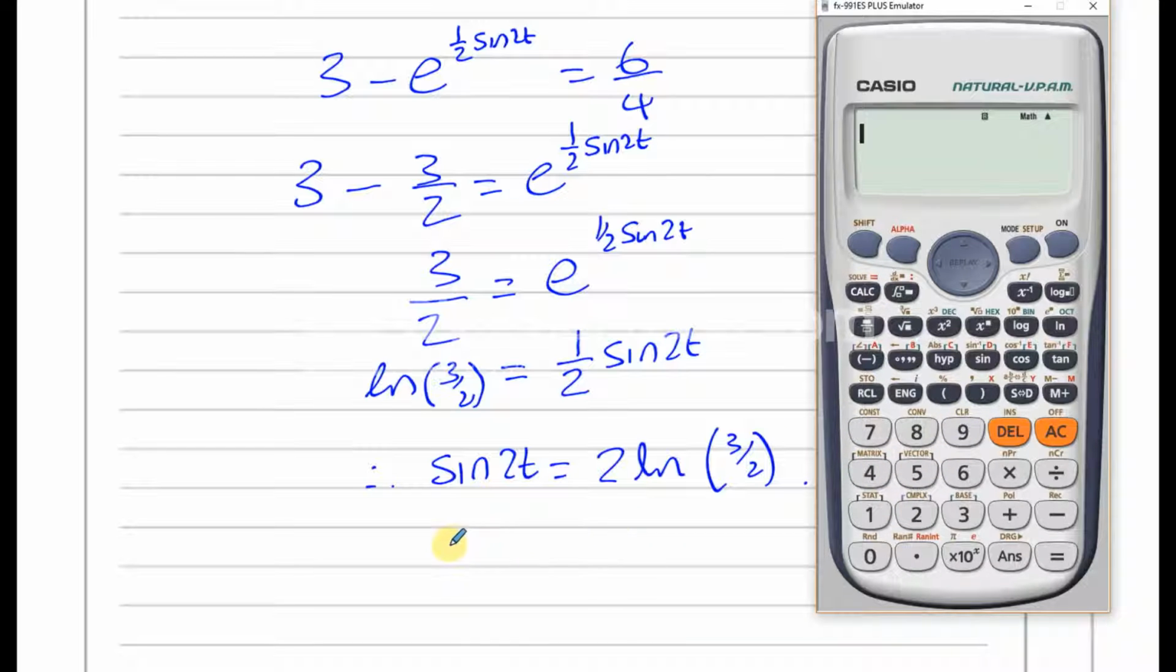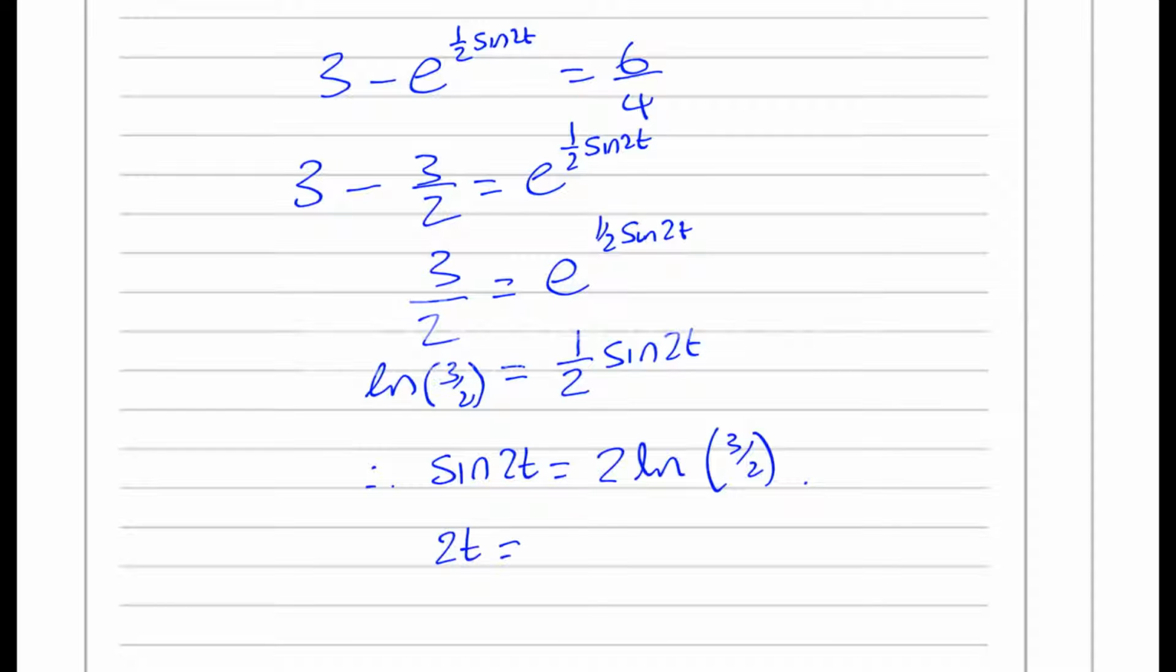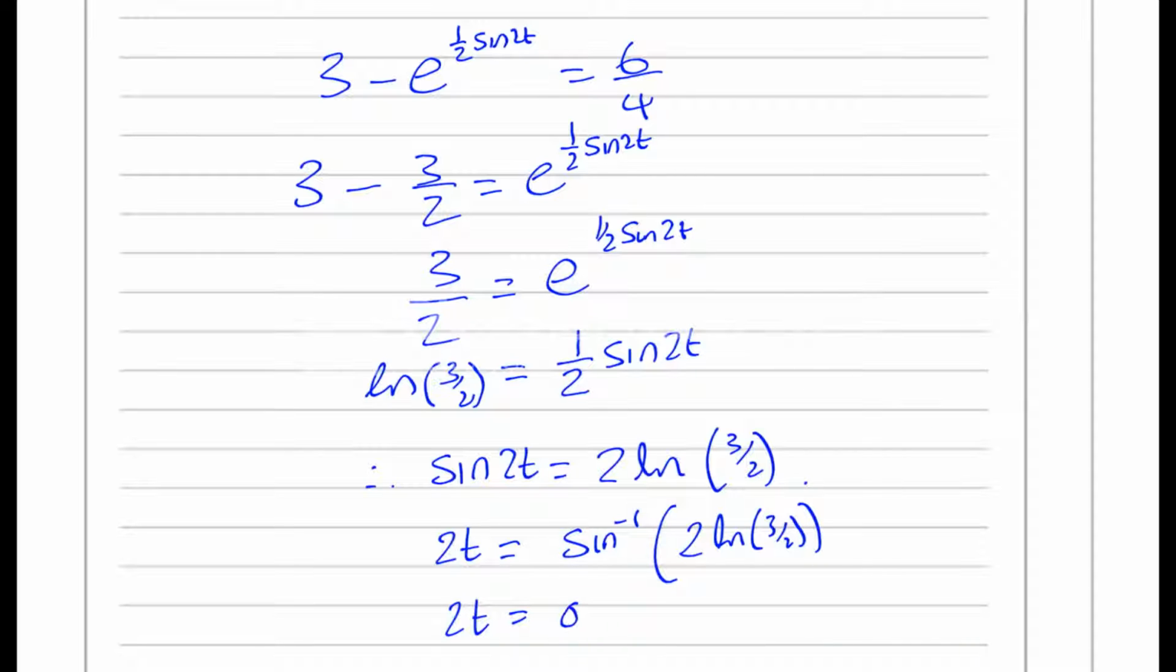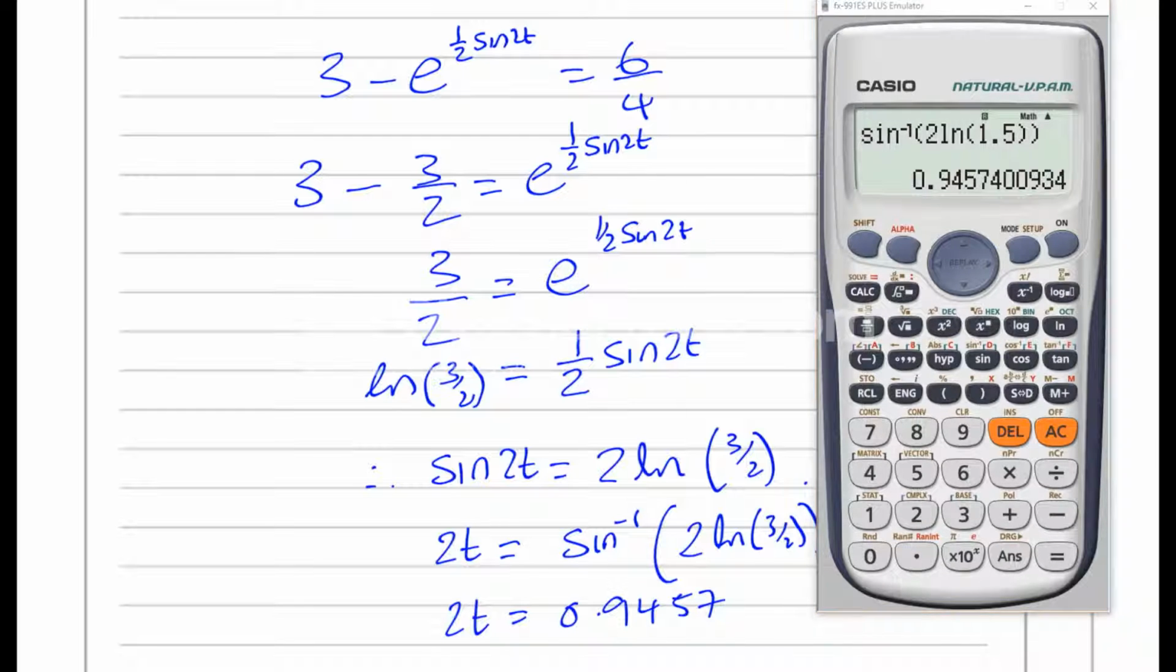So I'm going to find what 2t is. 2t is inverse sine of 2 ln 3 over 2. So we have inverse sine of 2 times the ln of 3 over 2, which is 1.5. Close the brackets. You're left with 0.9457. Was that right? Yep.